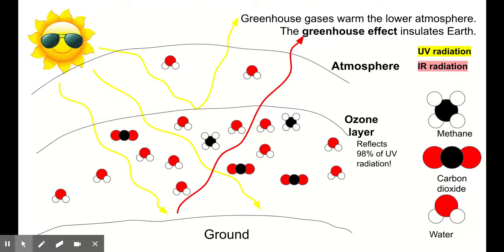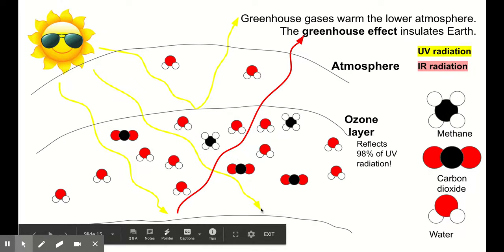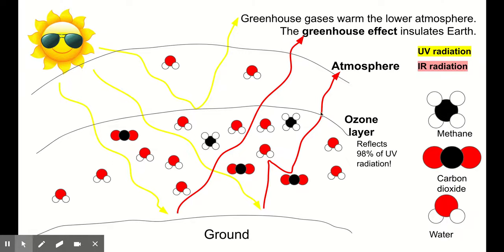But infrared radiation will bounce off of greenhouse gases. And so what about the infrared radiation that comes out of here? It's got a bunch of greenhouse gases right in its way. How is it going to go out to the atmosphere? Well, it's a lot like a pinball in a pinball machine. As it hits a greenhouse gas, it rebounds off, and eventually makes its way out into space.